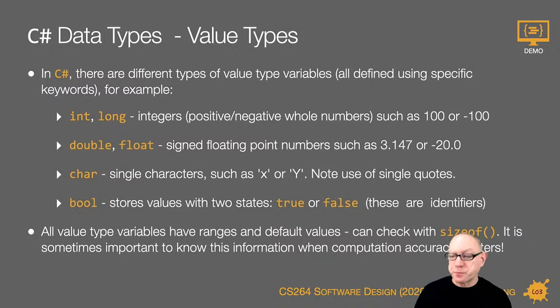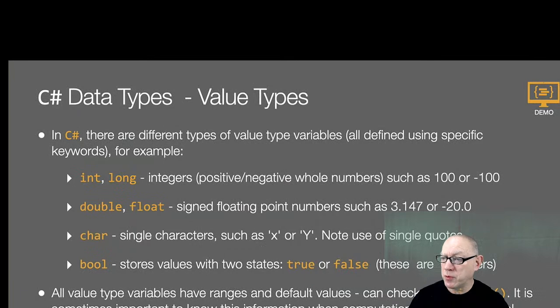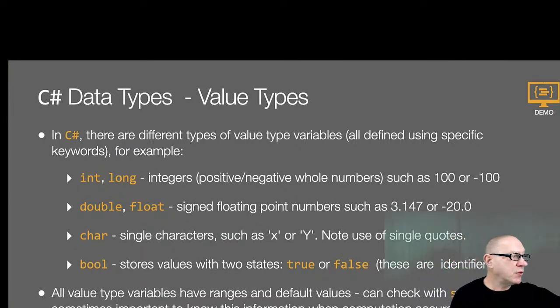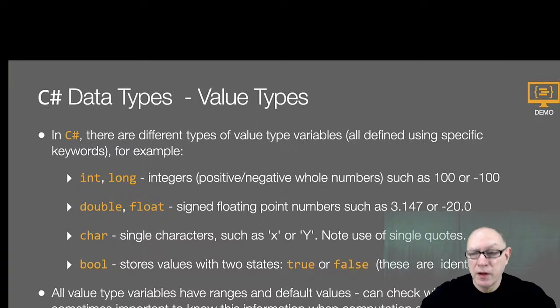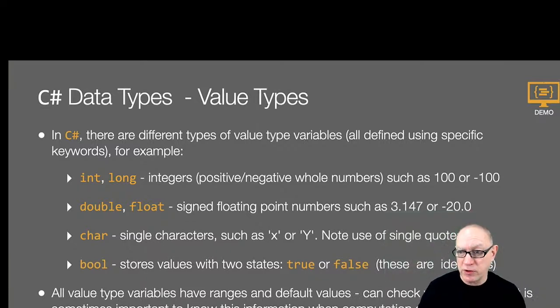Okay. So really, we need to think about integers. We need to think about real numbers, floats, doubles, and so forth, chars, and booleans. Okay, so when we think about integers, we think about positive and negative. We've got two kinds: int and long. Some of these have different kinds of sizes, so you're looking at 32-bit or 64-bit and so forth, and we can work with those.